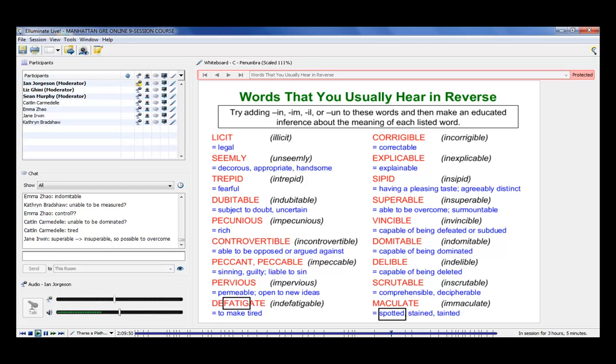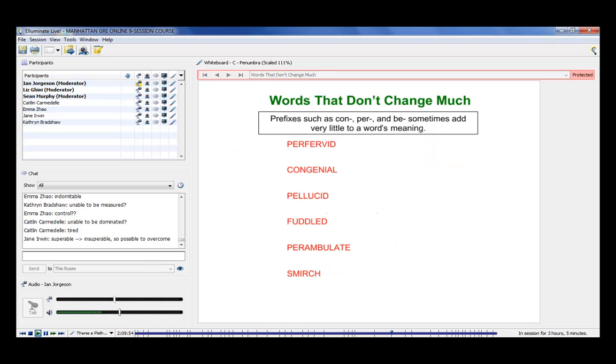Okay, I've got one last set. These are kind of fun. These are words that actually mean the exact same thing as the word that you're more commonly going to hear. And the concept here is that oftentimes con, per, and be do little or nothing to change the meaning of a word. So for instance, perfervid, what word are you used to saying that's probably related to this?